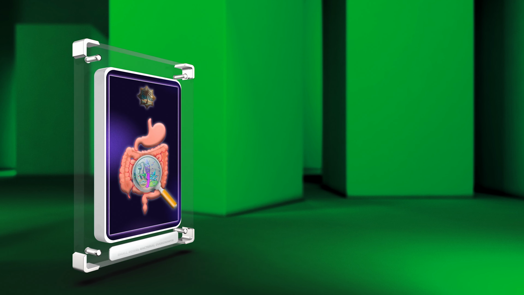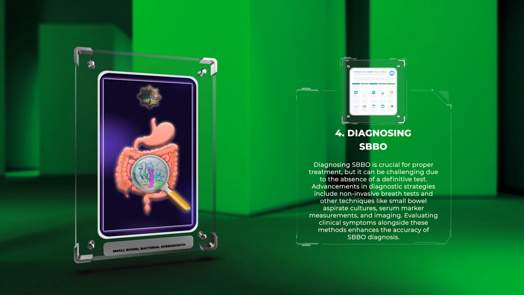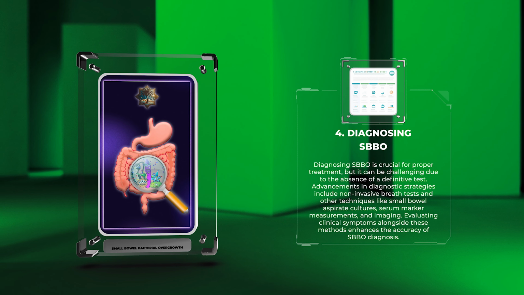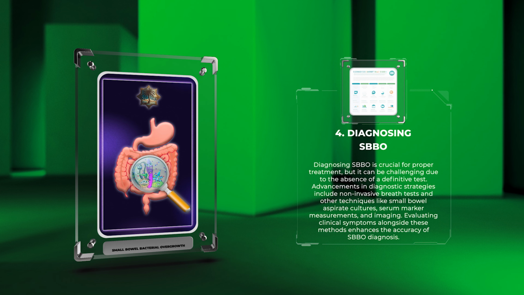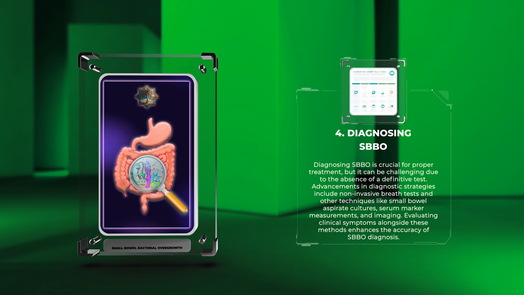Diagnosing SIBO is crucial for proper treatment, but it can be challenging due to the absence of a definitive test. Advancements in diagnostic strategies include non-invasive breath tests and other techniques like small bowel aspirate cultures, serum marker measurements, and imaging. Evaluating clinical symptoms alongside these methods enhances the accuracy of SIBO diagnosis.